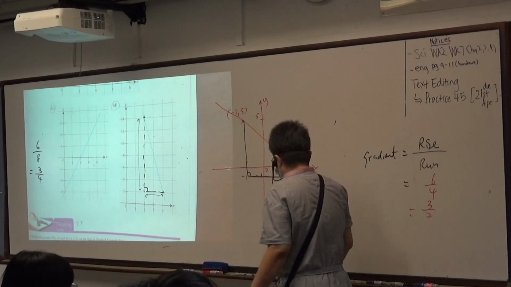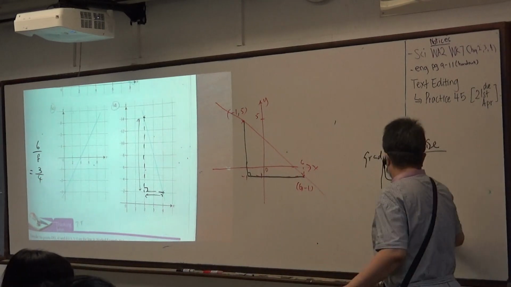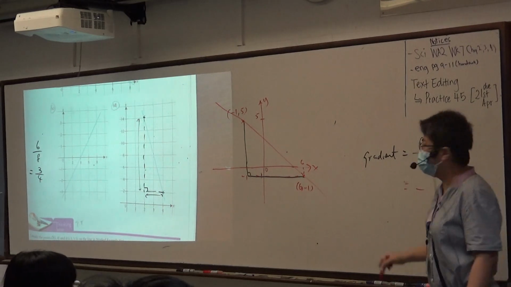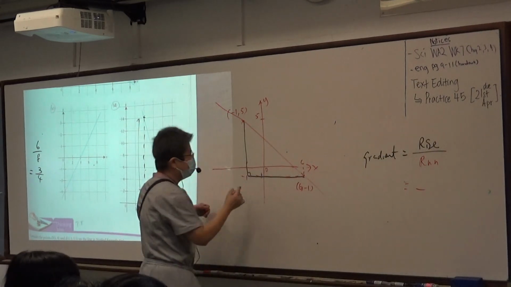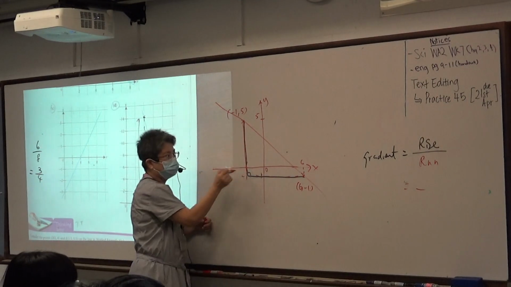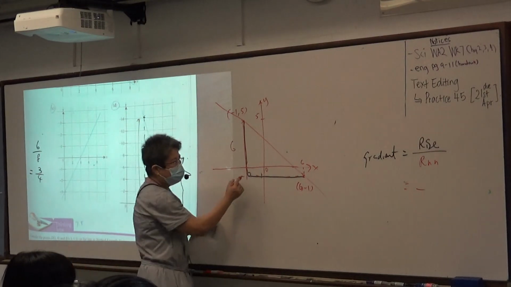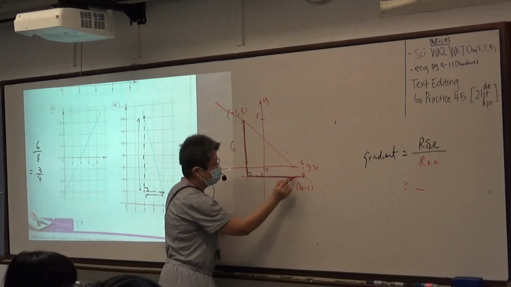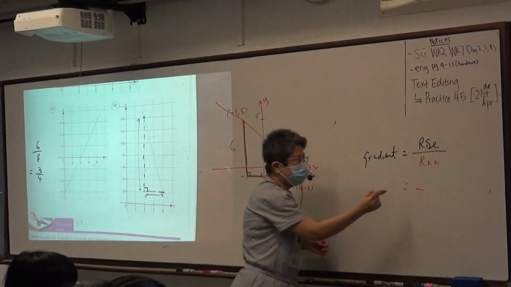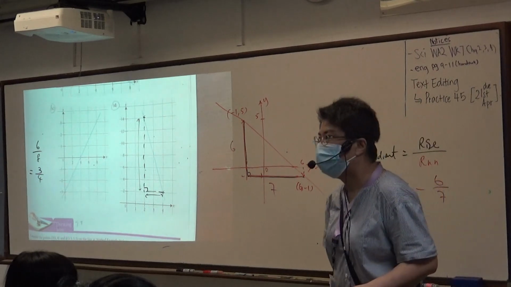Now I want to know the gradient for this particular one. Is it positive or negative? Negative, right? Okay, I want all of you to look up here. From here to here, how many units? 6. What about from here to here? 7. Good. So this will be negative 6 over 7. That's all, because we cannot simplify.